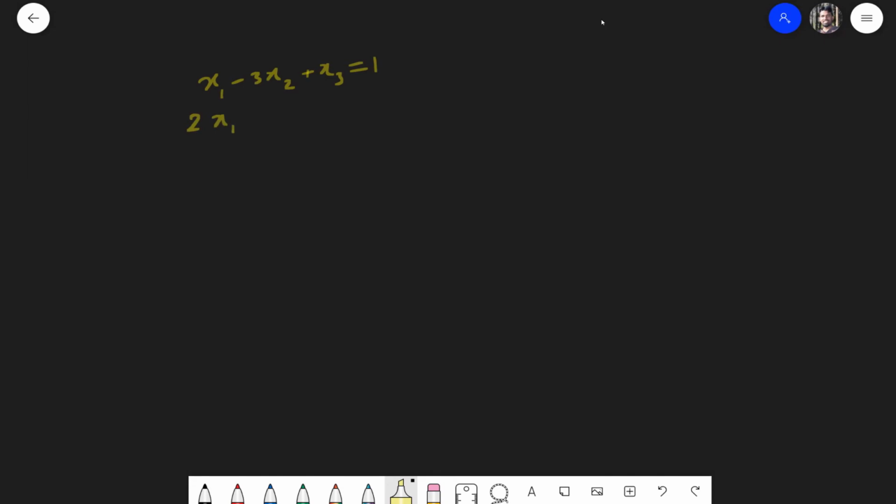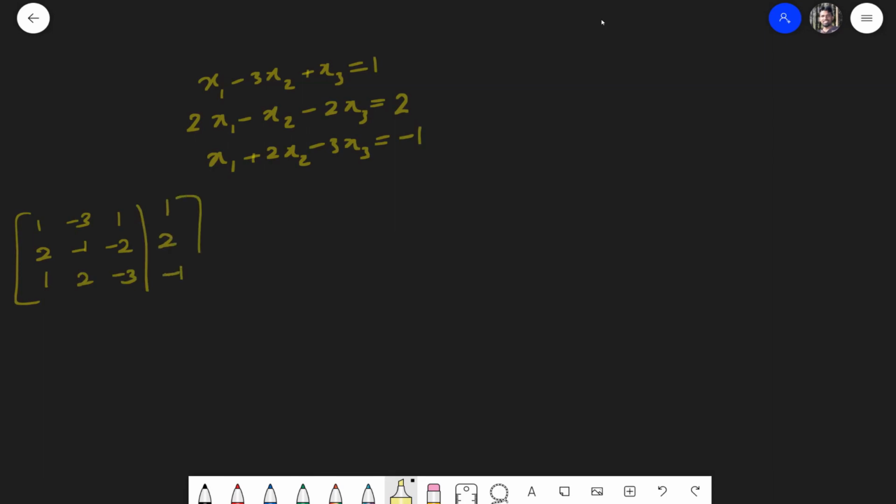So 2x1 minus x2 minus 2x3 equals 2, and x1 plus 2x2 minus 3x3 equals -1. Now let's write down our augmented matrix. 1, -3, 1, 2, -1, -2. So you are just writing down those coefficients, 1, 2, -3. And the augment 1, 2, -1.